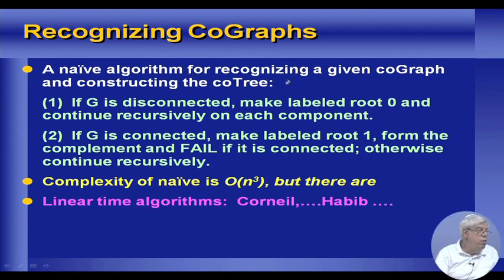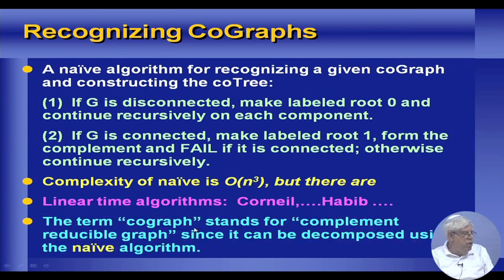The naive algorithm would simply be to construct the CoTree. If the graph is disconnected, make a label root 0, and continue recursively on each component. If it's connected, make a label root 1, and look at the complement. If the complement is connected, then fail. Otherwise, I partition the vertices, and I can continue recursively. The complexity of this naive algorithm would be n to the third power, n cubed. But over time, there have been linear time algorithms found by Derek Corneil and various friends of his.